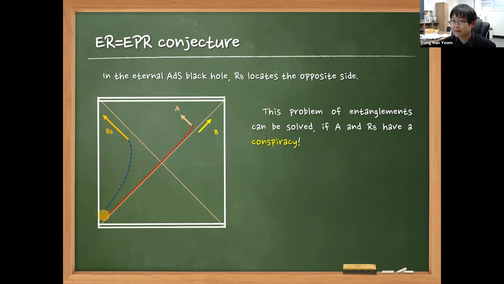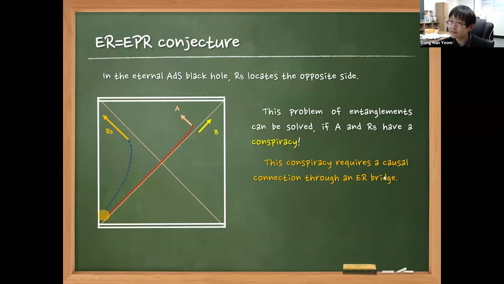So this picture is very closely related to the two-dimensional mirror case. As I mentioned yesterday, in the two-dimensional mirror case, there is no monogamy problem because the incoming Hawking partner mode is bounced at the horizon, and it goes to infinity. So the two modes are causally connected. If they are the same thing, then indeed there's no fundamental problem. That's the point: if they are causally connected, then the problem can be resolved. So this conspiracy requires a causal connection through an Einstein-Rosen bridge.